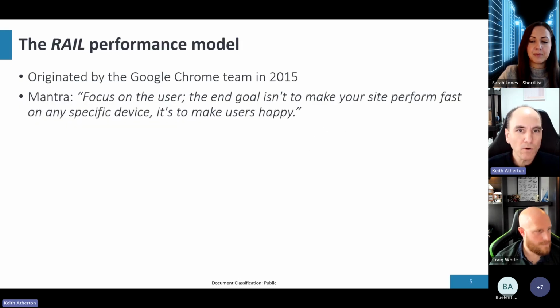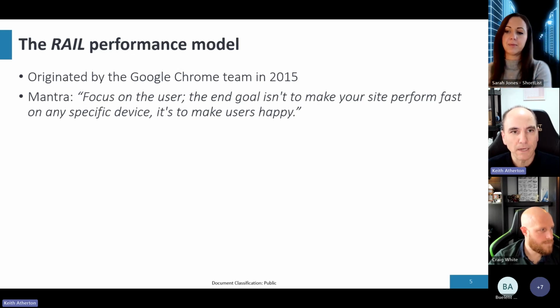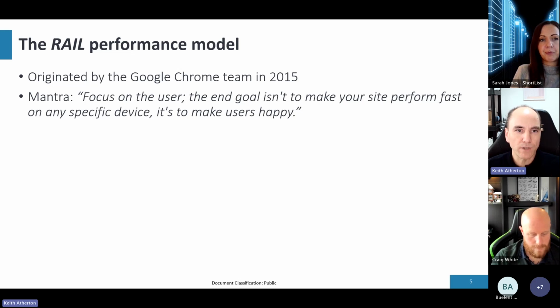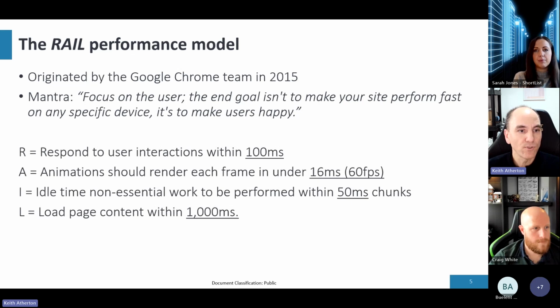Along those lines, there are several performance models out there. I was a web dev and a pro dev for many years. I still dabble a bit. And there are performance models such as the RAIL one, which the Google Chrome team came up with. Again, it comes back to user experience: they want the users to be happy and have a good experience. Now, RAIL actually stands for the following.